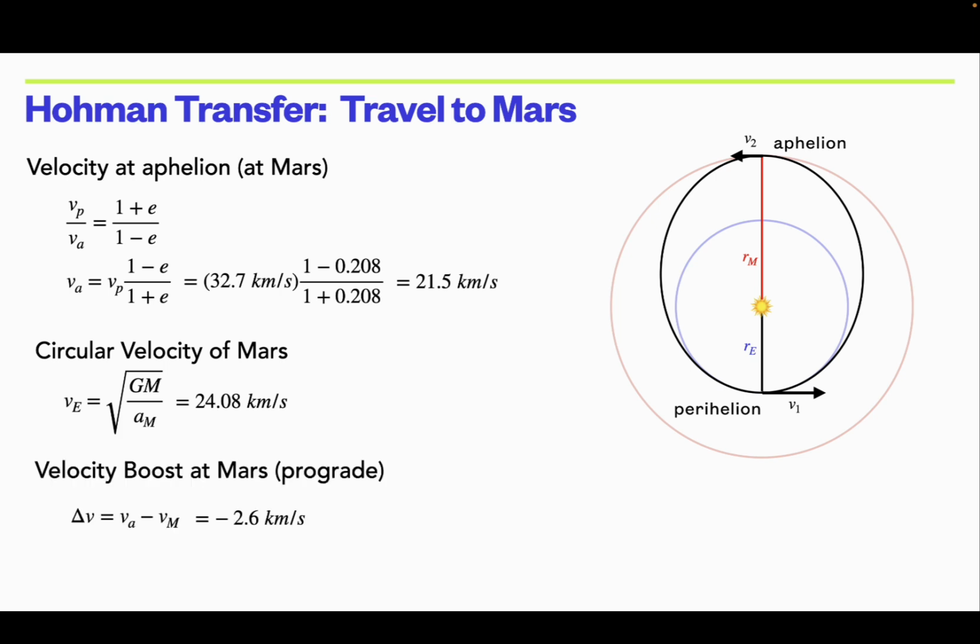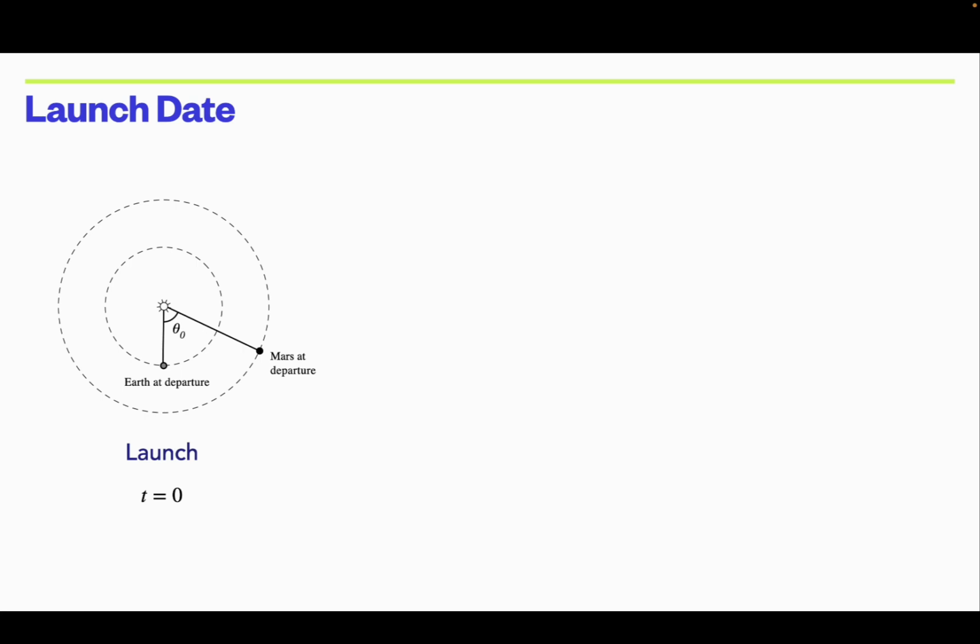And so we've got to have a second prograde boost of 2.6 kilometers per second. Okay, so finally let's look at timing. So again, if we're launching the probe here when Mars is over there, we're going to say that that's at time t equals 0.